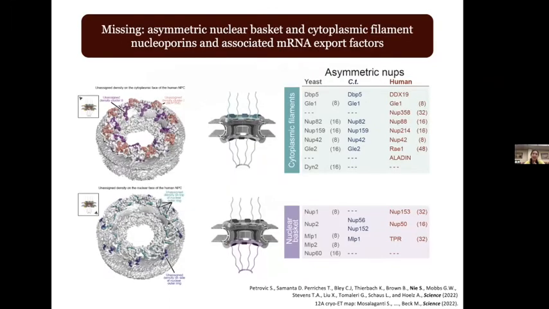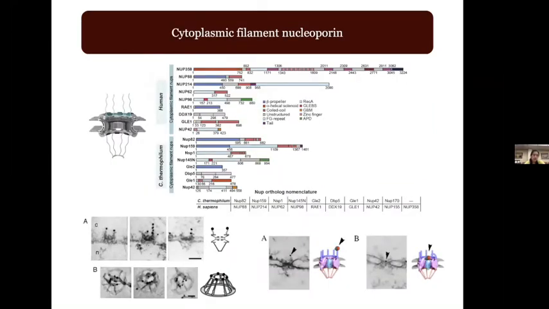What is left over is the asymmetric nuclear pore complex: the cytoplasmic filament and the nuclear basket. One of my focuses is the cytoplasmic filament nuclear pore proteins. People used immunogold to identify the positions of these nuclear pore proteins.